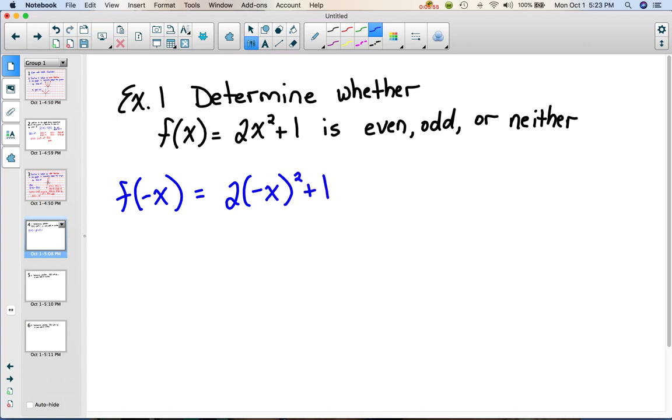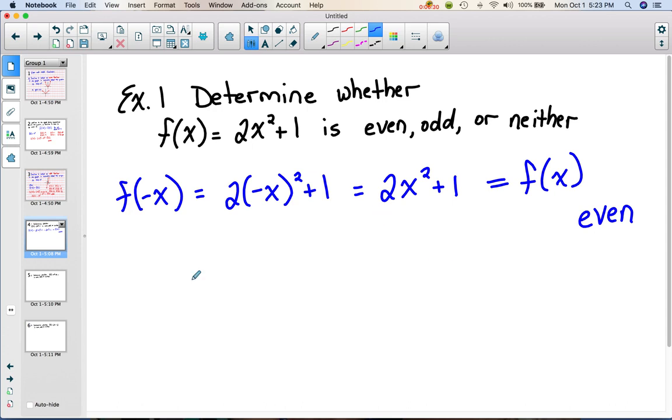Okay, so that's what I do first. Now, I'm squaring this opposite of x, so regardless of what this sign is, when I square it, it's going to be positive. So I could write this as 2x squared plus 1. Now, I need to have something to compare. Actually, I can see right away. Look at what f of x is. We have f of x written right here. So this is f of x. So actually, I can say this is an even function. So this is even.